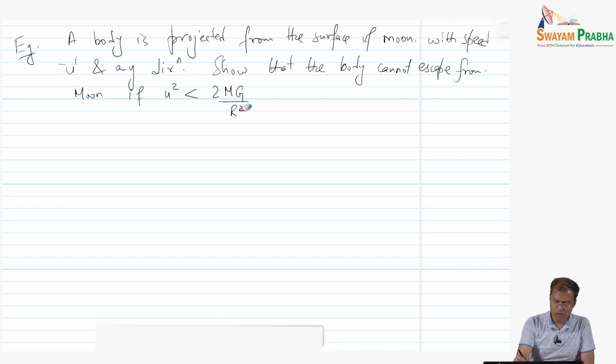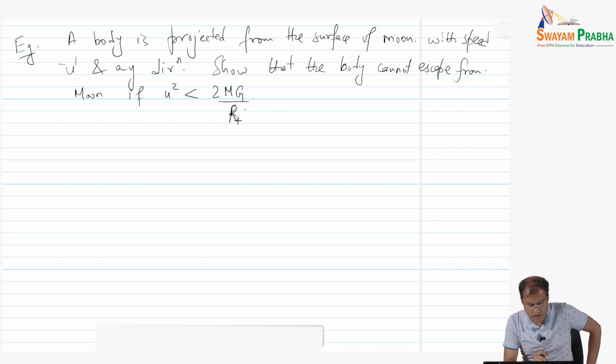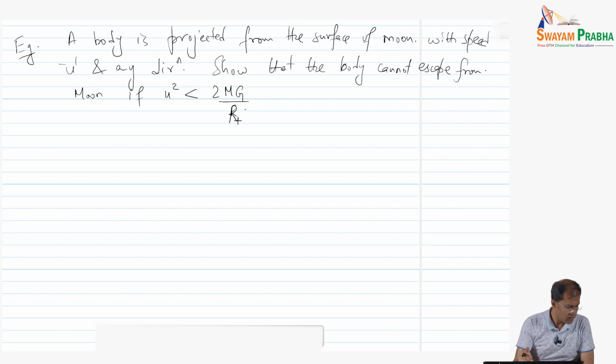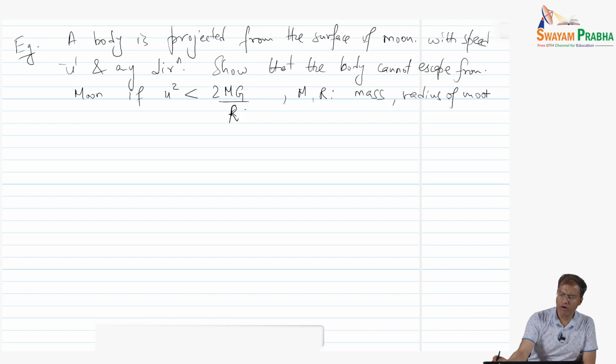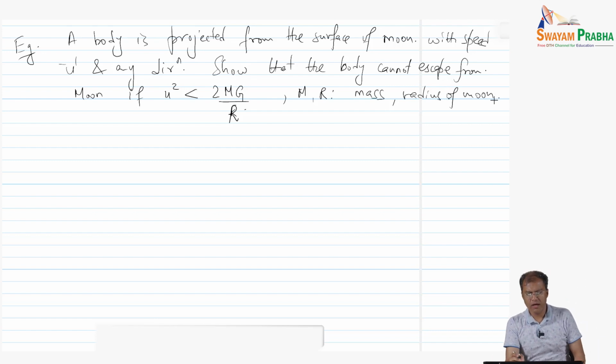U square is less than 2 mg by r, where M and R are the mass and the radius of the moon. So this is what we have to show, that there is no escape from the surface of the moon if this happens.